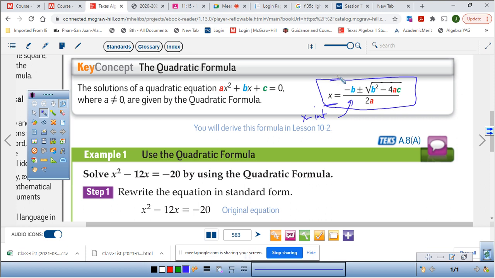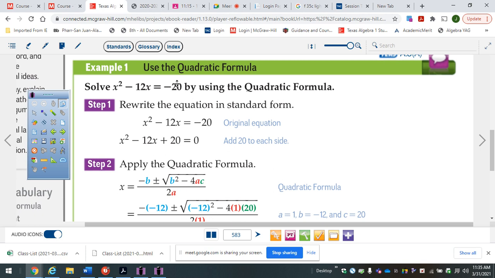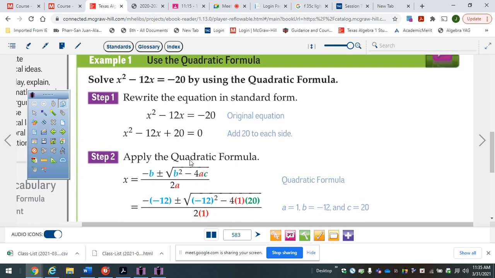Okay, in this situation, guys, you need to understand that the formula is written in ax squared plus bx plus c. The number by the x squared is your a. The number by the x is your b. The number by itself, the constant, is your c. You have to set it up in that form to figure out how to use the formula.